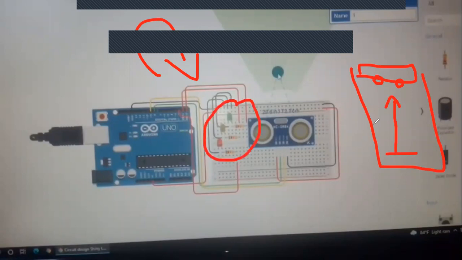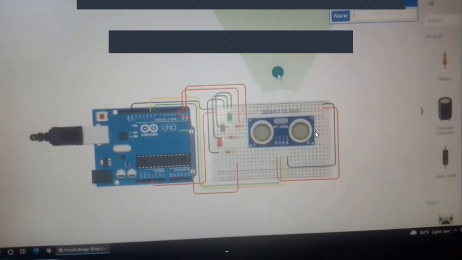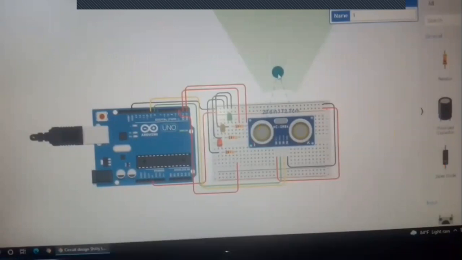So the water level is medium. So then two LEDs will be turned on. Water level is very low. Only one LED will be turned on. This is the system. A previous student did this project as well.